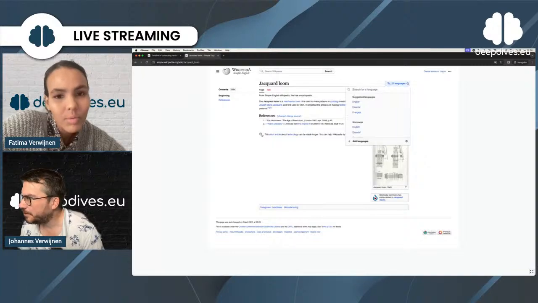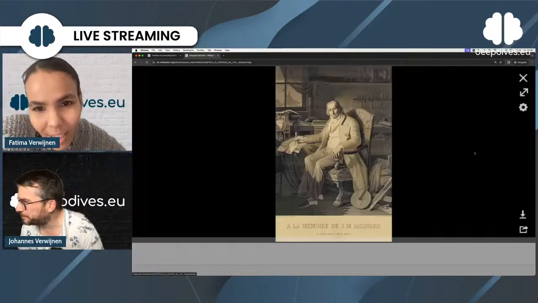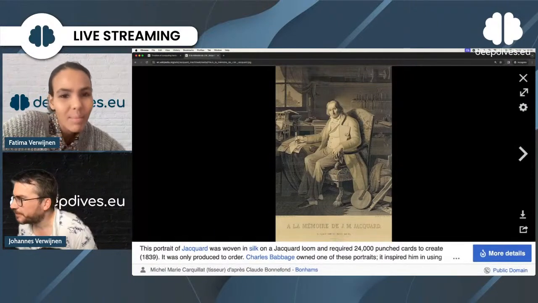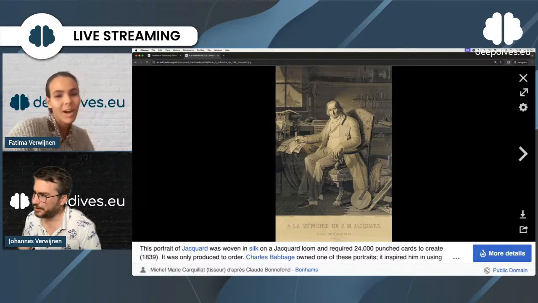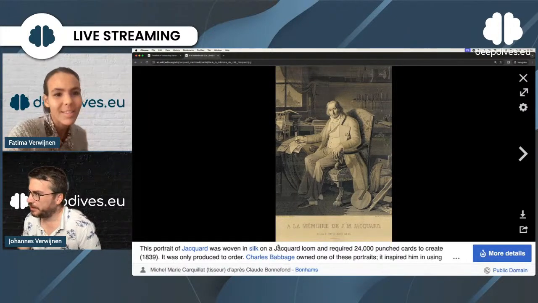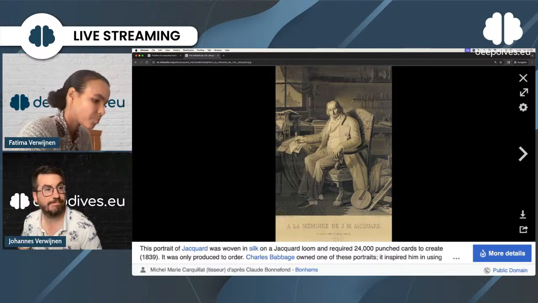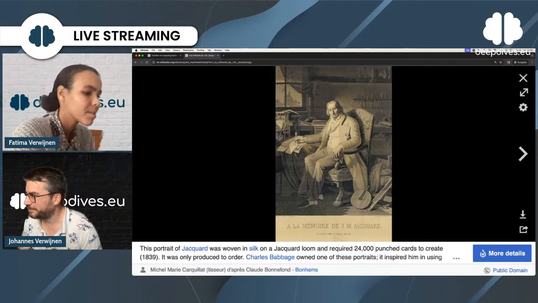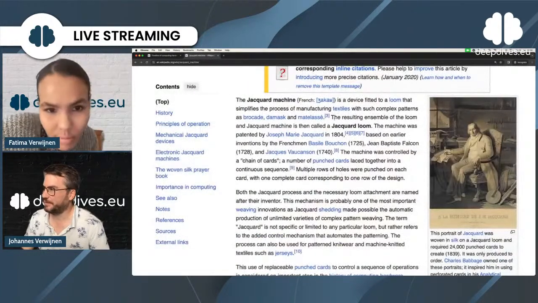Jacquard loom. Where's the guy? Oh, he was here. There's no wig. What a shame. I think we're past the wigs already, we're in the 18th century. But this was produced using a Jacquard loom. When was this guy born?